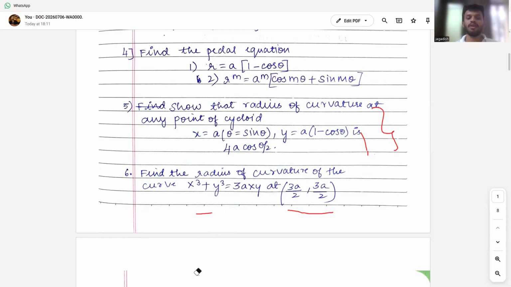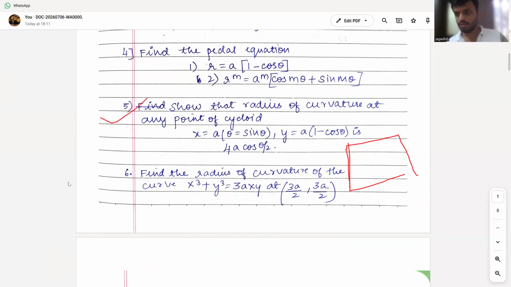To summarize module 1, you should know the derivation of the first one that I have told you, the pedal equation problems, radius of curvature related basic problems, and this proving one. It is very important, and also the angle between the two curves. If you have practiced this much in module 1, you are able to solve the questions asked in the question paper.